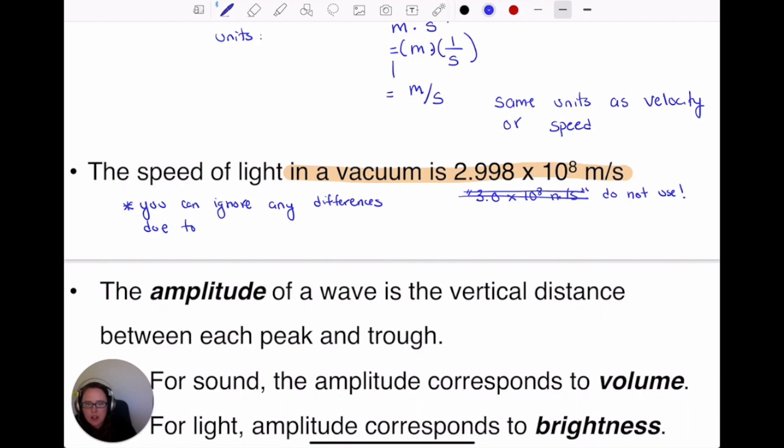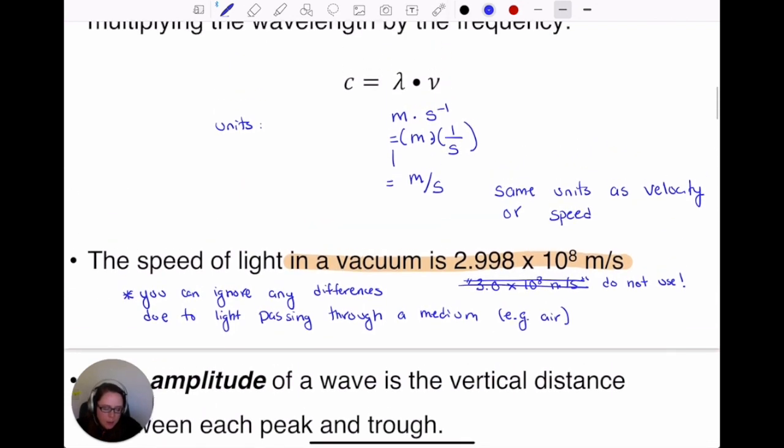So any differences due to light passing through a medium, just for example, air, you can ignore. So always use 2.998 times 10 to the 8th meters per second. Don't worry about if it's in air or going through a gas. We'll just use that 2.998 times 10 to the 8th meters per second.